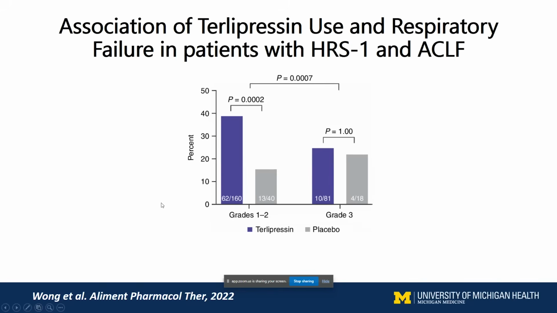What they found was the response was higher compared to placebo if they had ACLF grade 1 and 2. However, if they had ACLF 3, the response to terlipressin and albumin was similar to placebo. And that's the reason there is a package insert which says do not use terlipressin in patients with ACLF 3.